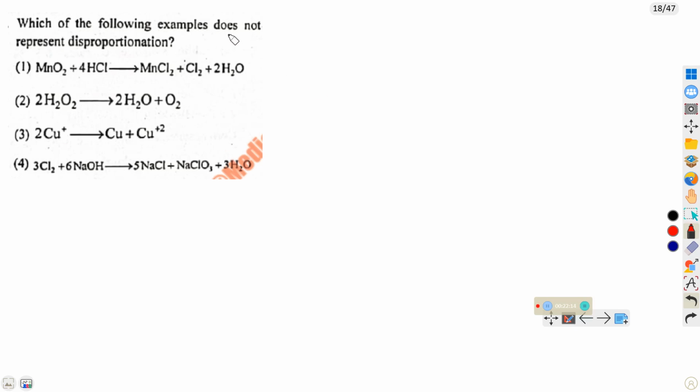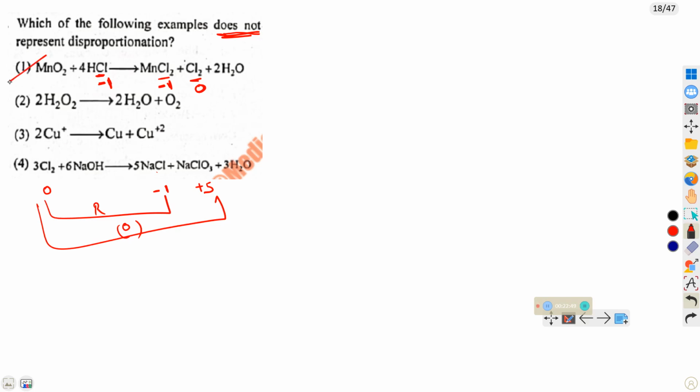Which of the following does not represent disproportionation? Check it. Chlorine oxidation state 0 goes to -1 and +5. 0 to -1 reduction, 0 to +5 oxidation. Same atom undergoes both oxidation and reduction, so it is disproportionation. But this does not show disproportionation. Chlorine oxidation state is 0. Here chlorine oxidation state is -1. Even here also chlorine oxidation state is -1. So this is not disproportionation. This is.